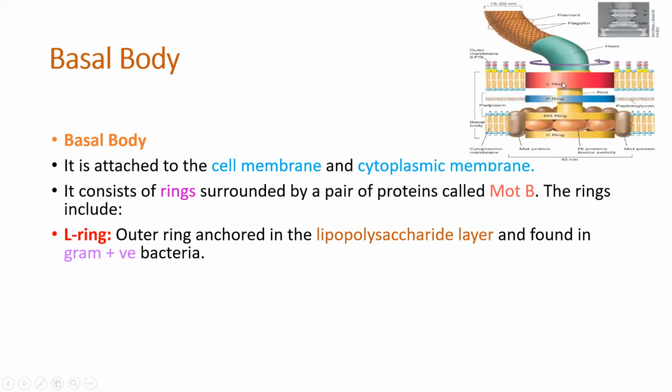The L ring means the outer ring anchored in the lipopolysaccharide layer and found in gram-negative bacteria. L rings are only present in gram-negative bacteria. Don't confuse. L rings are not present in gram-positive bacteria. This is very, very important. Next, the P ring. P ring means anchored in the peptidoglycan layer.